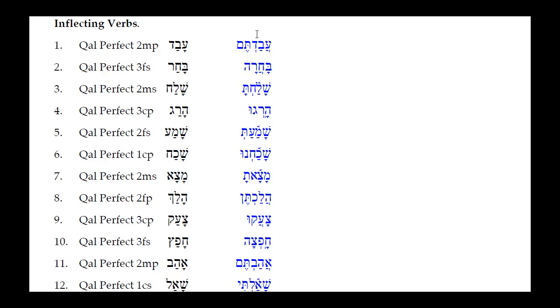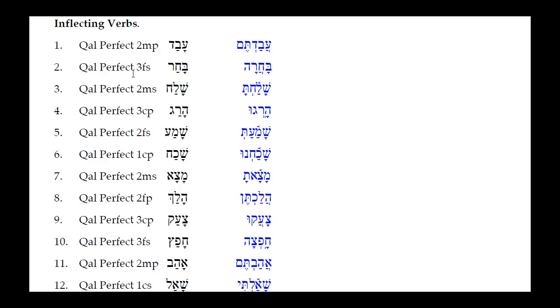So the accent shifts all the way to the end, so that qamets reduces down to a shewa, but ayins or gutturals, they can't take a simple shewa. They have to take a compound shewa, or what they call a hatef patach. So we have a hatef patach, avadtem. Avadtem is our word, what we write here.